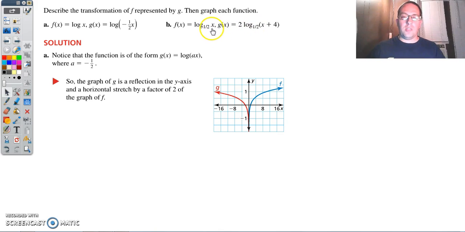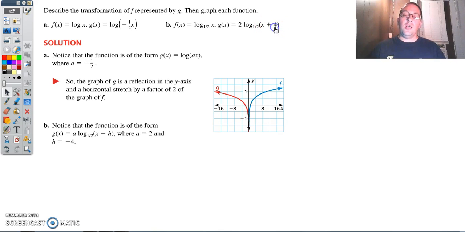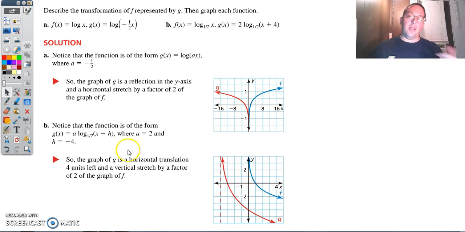Part b, well, what's different between f of x and g of x? Well, the difference is we have a 2 out here and we have a plus 4 on the inside. Well, 2, it's on the outside, so this is going to be vertical. It's multiplication, so it's a stretch or shrink. Greater than 1, so it's a stretch. 4, that's on the inside, so this is the h position because it's addition. And remember, it's backwards, so h is negative 4 because it's x minus h. And so we are moving to the left. Right? So this moves our graph 4 to the left, with a vertical stretch by a factor of 2.